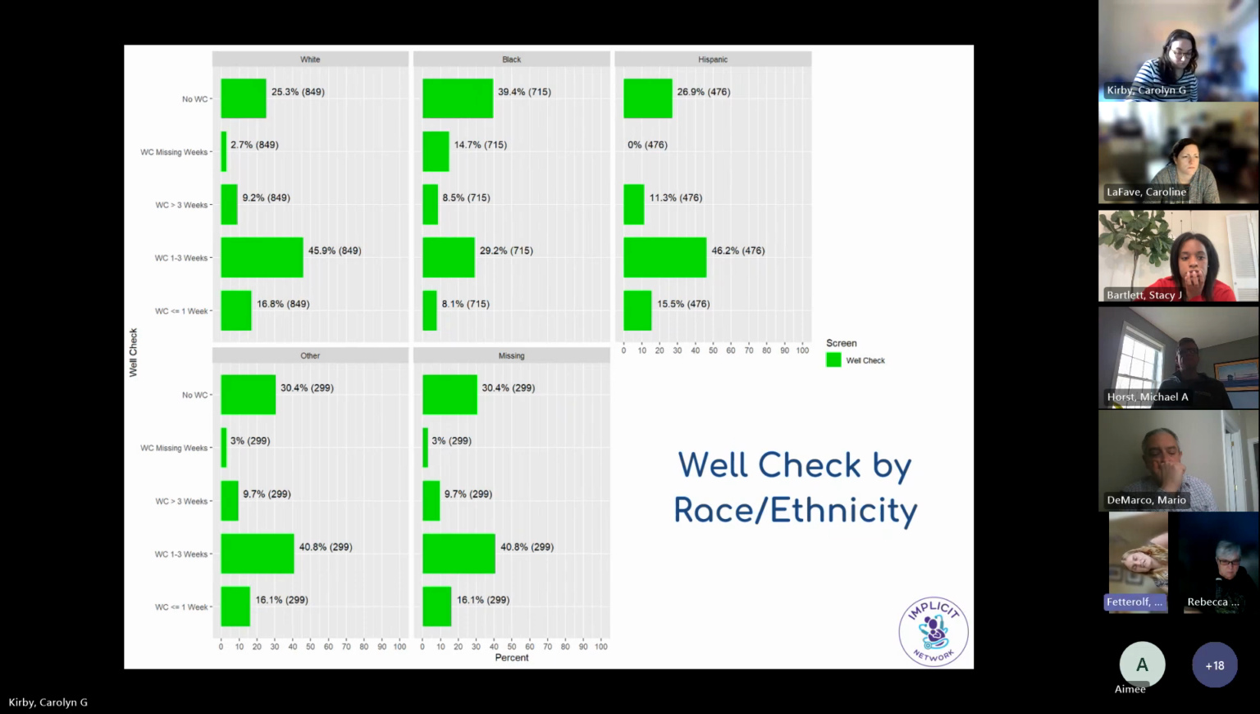So again, this is looking at the postpartum visits, but instead of insurance, we're looking at it by race and ethnicity. You can see white, Black, Hispanic, and other, and then our missing. One thing we notice about our missing is that a lot of times when we're missing demographic information, we also are either missing screening information or not having a postpartum visit.